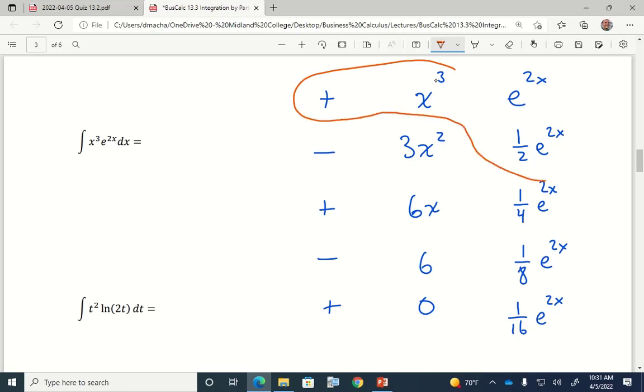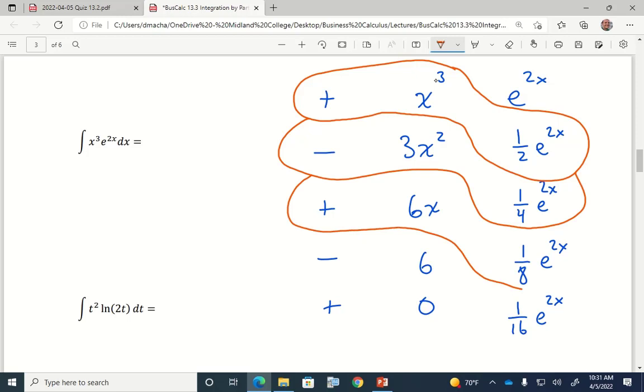So anyways, I've made my little table. If I want to find my antiderivative, I just have to pair up all these terms in this kind of diagonal way. And I can stop after this one because the next one would contain 0, and 0 times anything is still 0.